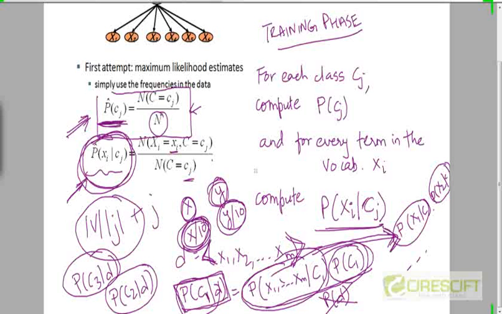Now that's not actually good, because just one new word can end up destroying your classification scheme altogether. In reality, you have to allow for your test documents to have words that you have not seen in your training phase.